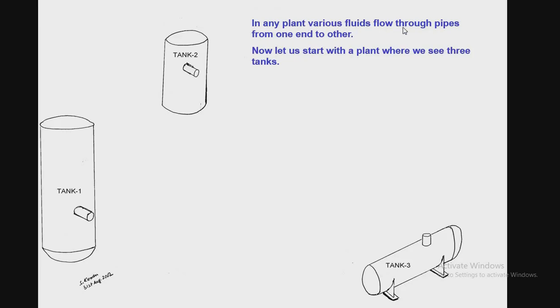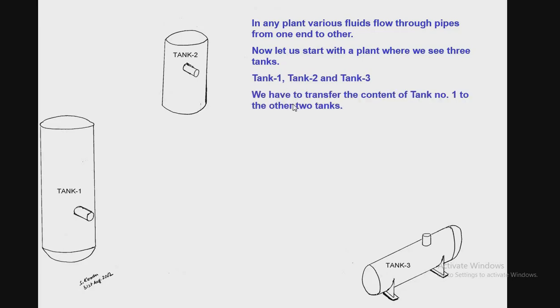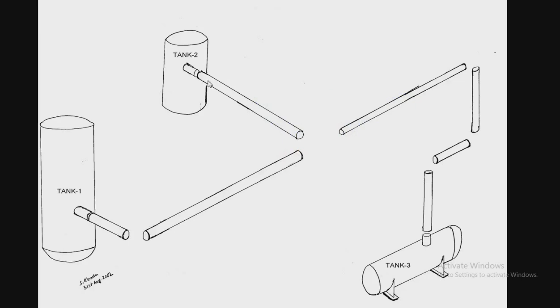In any plant, various fluids flow through pipes from one end to other. Now, let us start with the plant where we see 3 tanks. Tank 1, 2, 3. We have to transfer the content of tank number 1 to other tanks by piping. We need to connect pipes to transfer the fluids from tank number 1 to tank 2 and 3. Pipes. This is pipes. Okay? We have just brought the pipes.